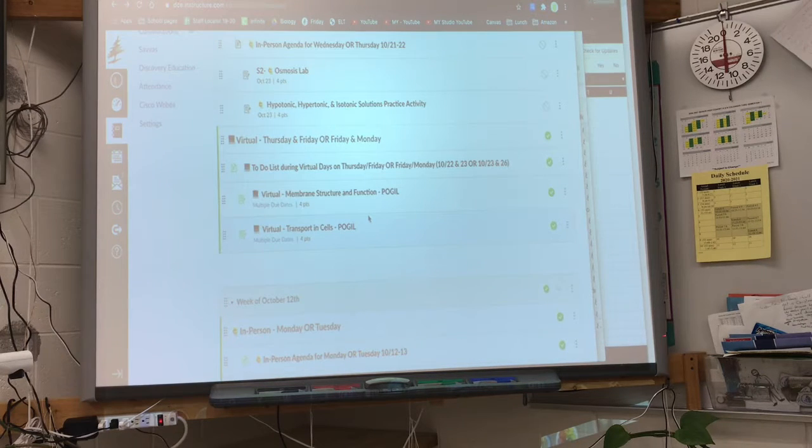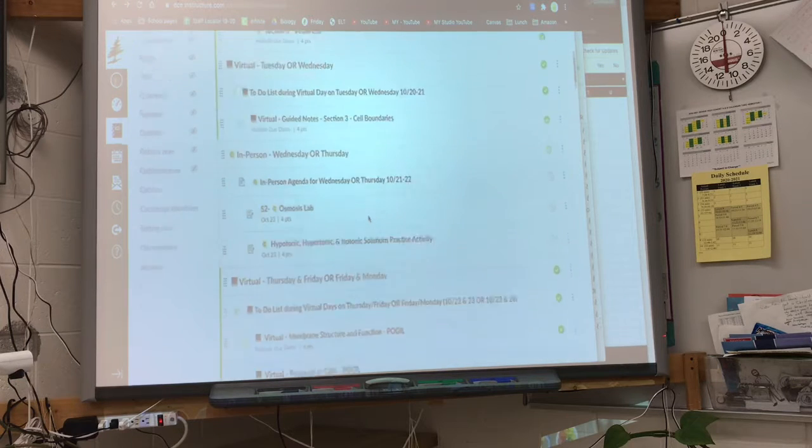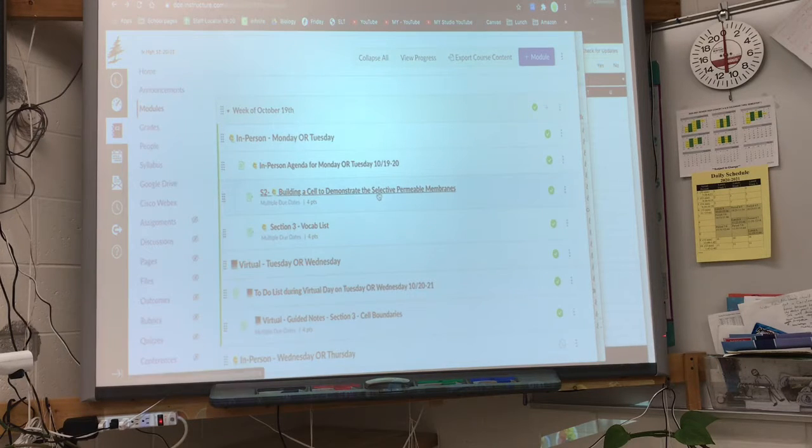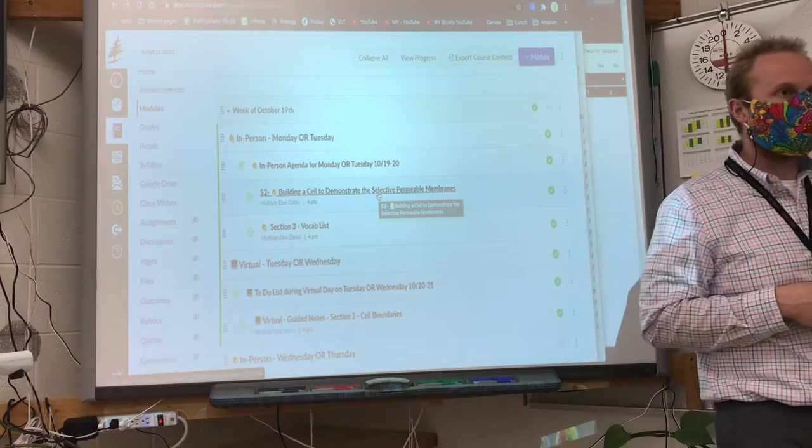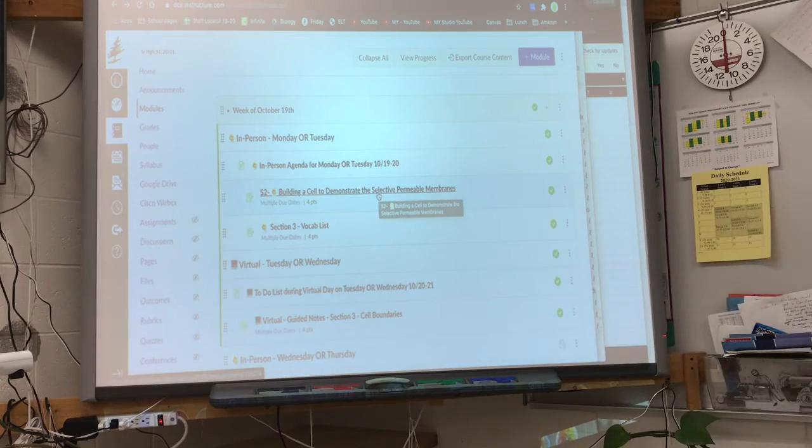I'm going to walk you through in just a moment how to do the lab. During the lab, there is some time that you're going to let your cells soak. We're going to make cells. I put cells in quotation marks because we're going to use something called dialysis tubing that has tiny little holes. While those are soaking, there's a lot of vocab.